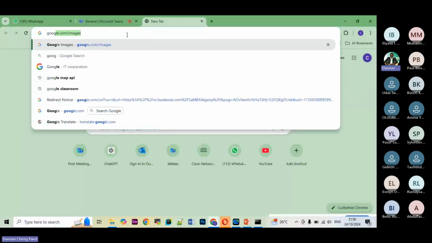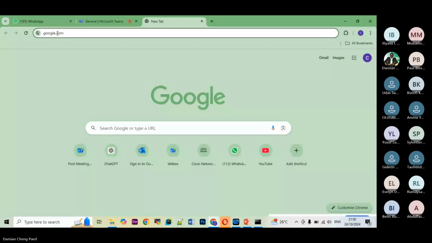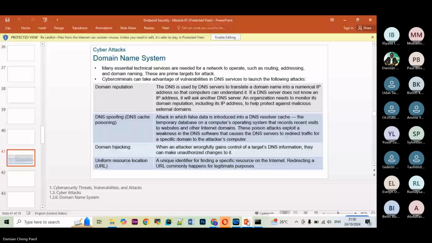Google Images. This is my URL. Click on it. When you copy this, you have https colon slash slash, that is your URL. Okay? Uniform Resource Locator.